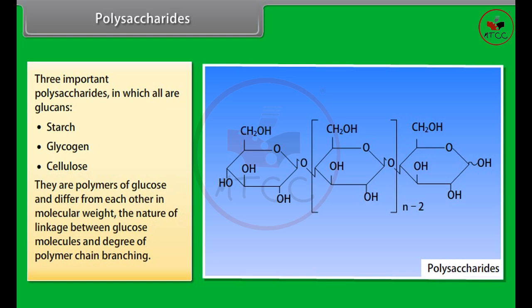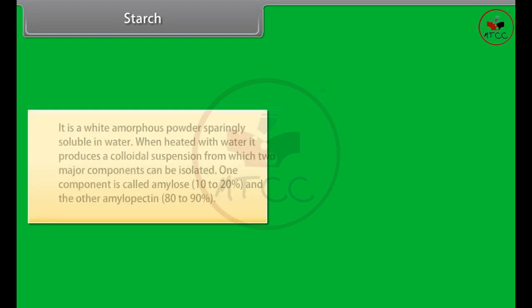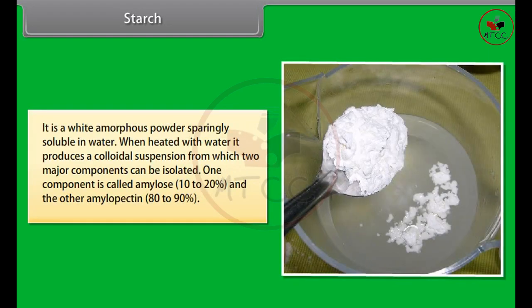They are polymers of glucose and differ from each other in molecular weight, the nature of linkage between glucose molecules, and degree of polymer chain branching. Starch. It is a white amorphous powder, sparingly soluble in water. When heated with water, it produces a colloidal suspension from which 2 major components can be isolated. One component is called amylose and the other amylopectin.